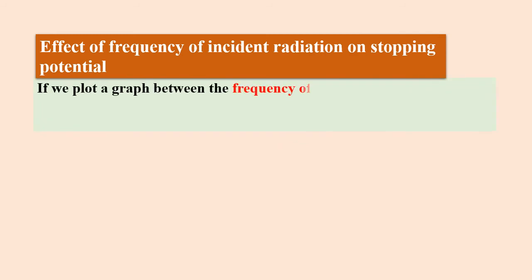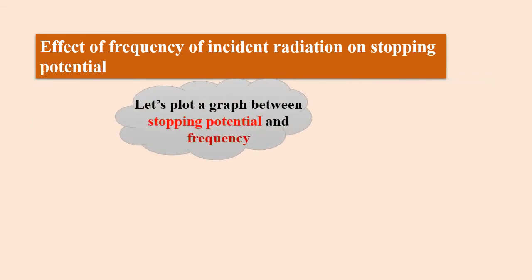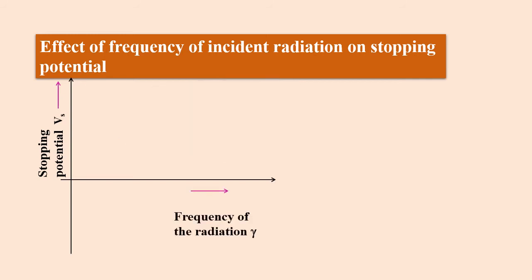If we plot a graph between the frequency of incident radiation and the corresponding stopping potential for different metals, we get a straight line. Let's plot a graph between the stopping potential and frequency. Stopping potential is along the y-axis, and frequency of incident radiation is along the x-axis.